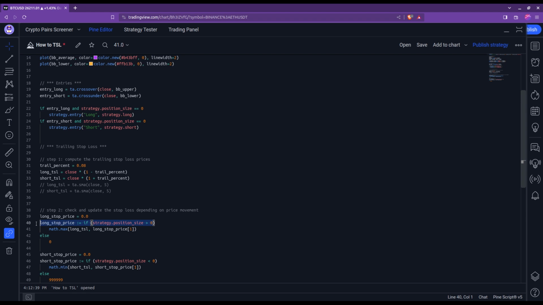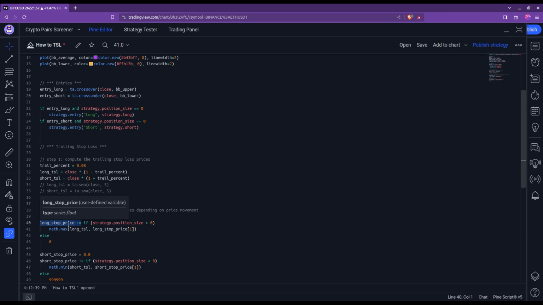Anyway, so if a long is open, what happens? We move to this line here. And here what we do is give me the value that is the largest between the long TSL and long stop price at the previous candle. So this one in between square brackets means give me the value at the previous candle. So the result of this, in other words, the maximum value between these two will be stored in long stop price.